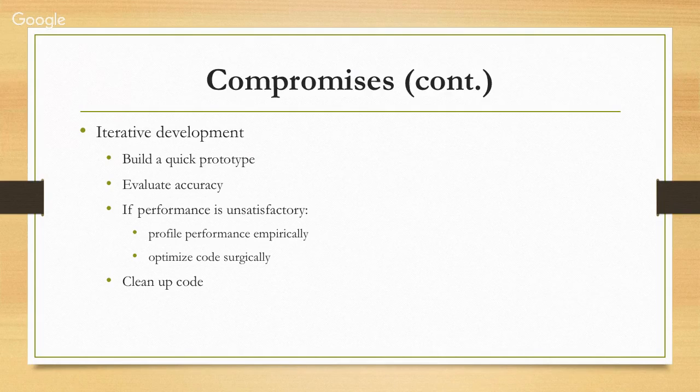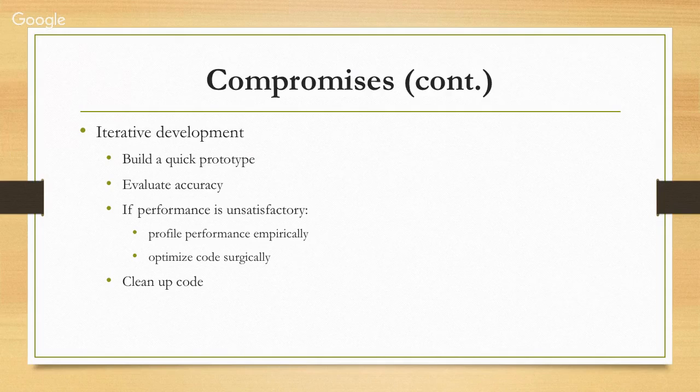So after you've built a quick prototype, evaluate the accuracy. You need to have some kind of testing going on to make sure that it's generating results that are accurate and scientifically interesting. If the performance is unsatisfactory, if it's too slow for you, then you might need to do some optimization. But rather than taking a Python script and rewriting the entire thing in C or C++, you might consider profiling the code and measuring empirically what parts of the code are being run the most, and take a more targeted approach to going in and just rewriting maybe one function in a high performance language like C++.